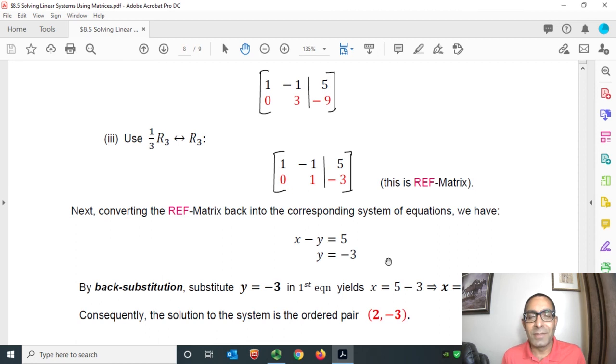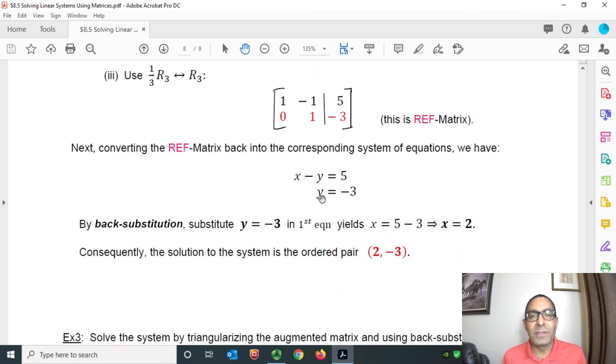Great. So now we have the value of y. We put y equals -3 back into the first equation. Then this gives us x equals 2. So we found the solution of the system: (2, -3). Great. So I hope this idea makes sense to you all. So now let's move on.